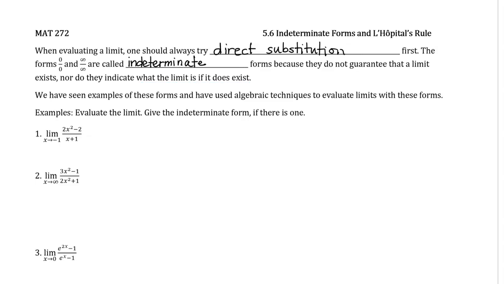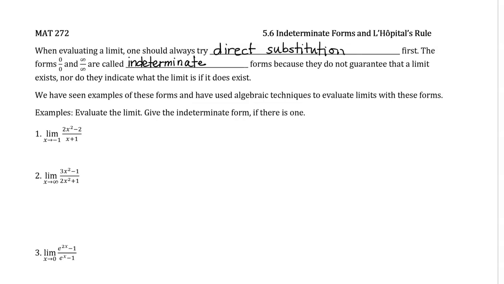Now, we have seen several examples where we evaluated a limit with direct substitution. We got 0 over 0, and we were able to algebraically manipulate that expression, such as finding a common factor and canceling it out, so that we were able to finish evaluating the limit. But in some cases, we are not able to do that. So let's look at some examples.